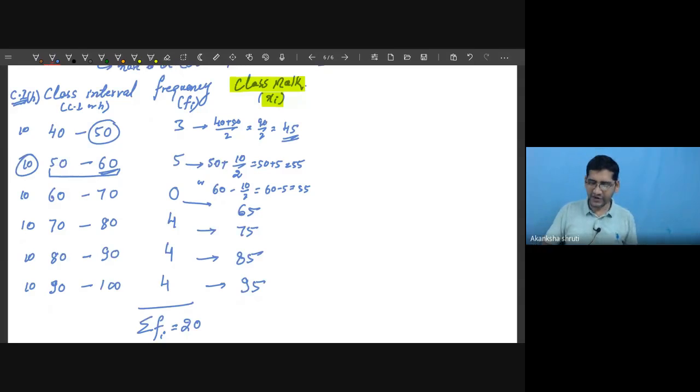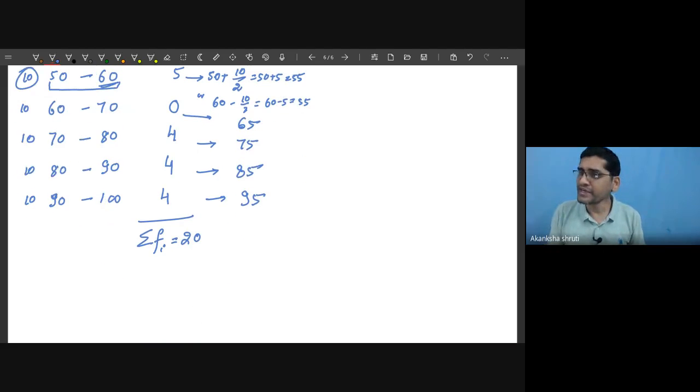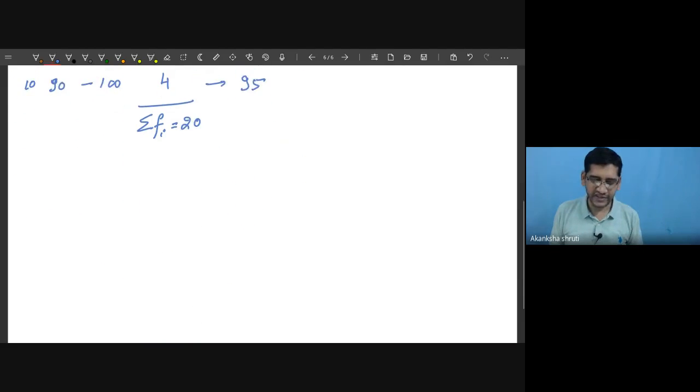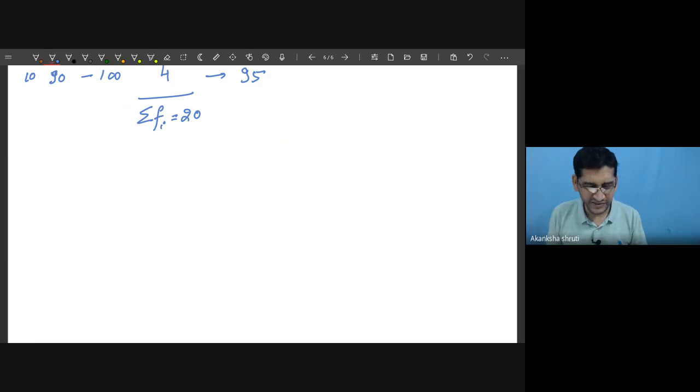So these are the values of xi, or class marks. The class mark acts as a representative for that entire class, and it plays an important role in the calculation of mean. Rather than the individual values, we shall take the class mark. So the class mark has to be taken. Now, how is the mean calculated? Let us recall that formula first.